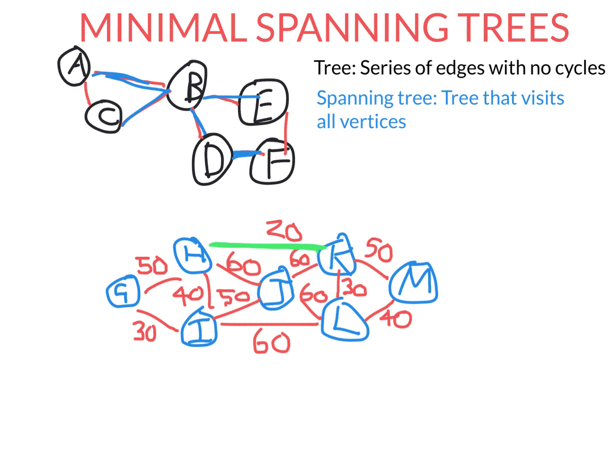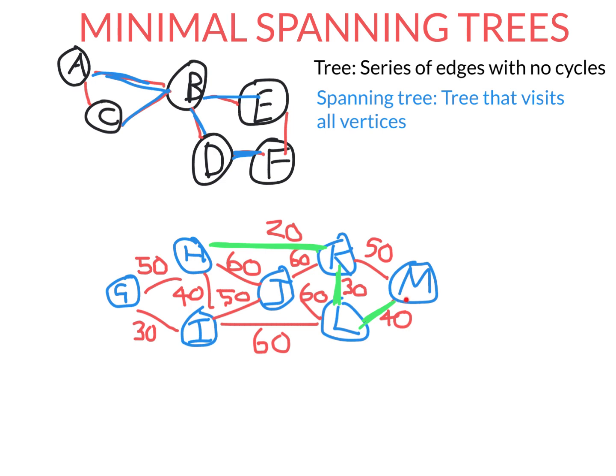So then let's go from K. What is the next lowest weight from K? Well, it's 30. 30 is the next lowest after 20. So I'm going to include this edge here. All right, now let's repeat the process. What is the next lowest weight from L? Well, it's not 60, either of these ones, it's 40. So I'll include 40. But here we have a problem.